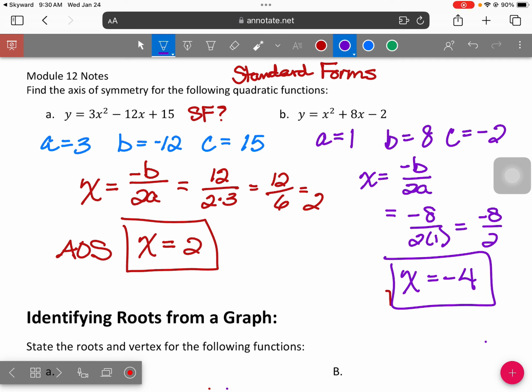Yes. Good job. Any questions about how to find axis of symmetry?